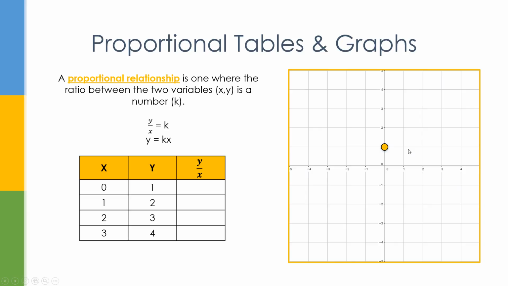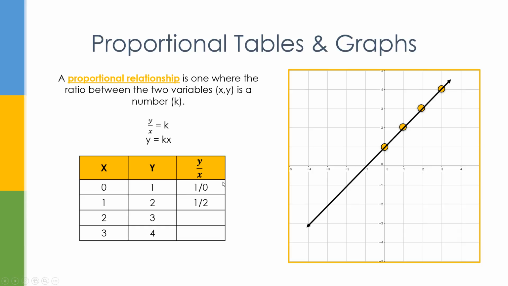But first I'm going to just plot these. If I take these points and plot them, I do end up with a straight line. That is helpful to know, and it will help us determine when we're looking at the graph if it is going to be a proportional relationship or not. Right now let's create our fractions. The first one is going to be 1 over 0, which is undefined. That is, again, the y over the x.